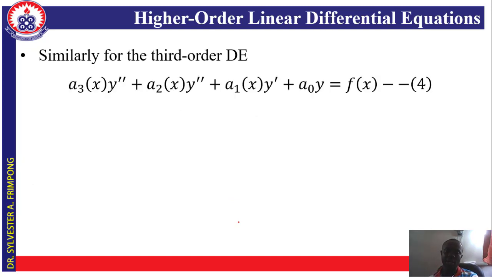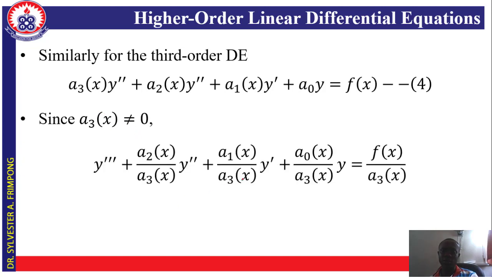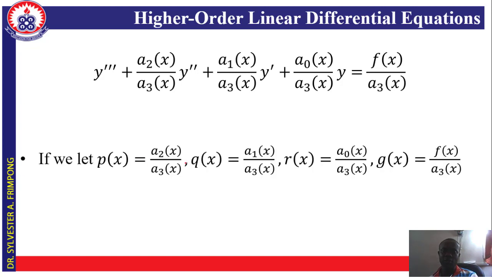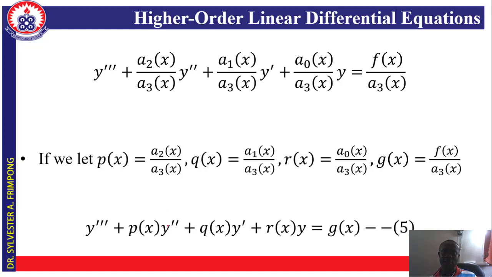Similarly for the third order, we divide through by a_3(x), since a_3(x) is not equal to 0. We obtain this, and by letting p, q, r and g be the corresponding quotients, we can write the third order differential equation in standard form as this one.